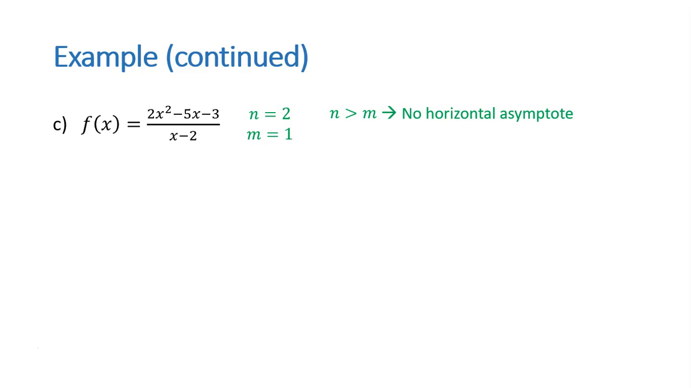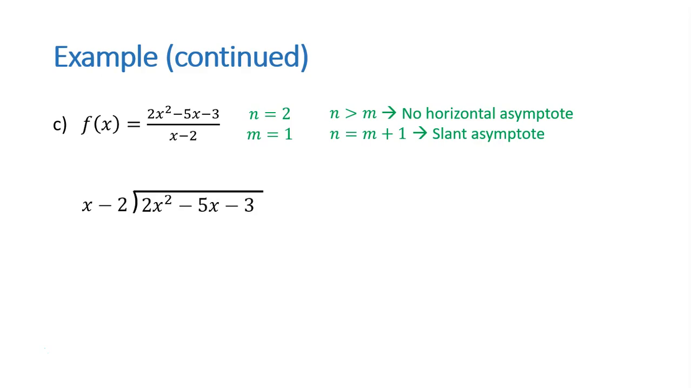There's a special subcase, however. If n is exactly 1 more than m, which is true for this case, that means we have a slanted asymptote specifically. So there's no horizontal asymptote, but instead we actually have a diagonal line that gives us an asymptote for our graph. To determine what this diagonal line is, we treat our rational function as a division problem. So we're dividing the denominator into the numerator. Let's do this using long division.